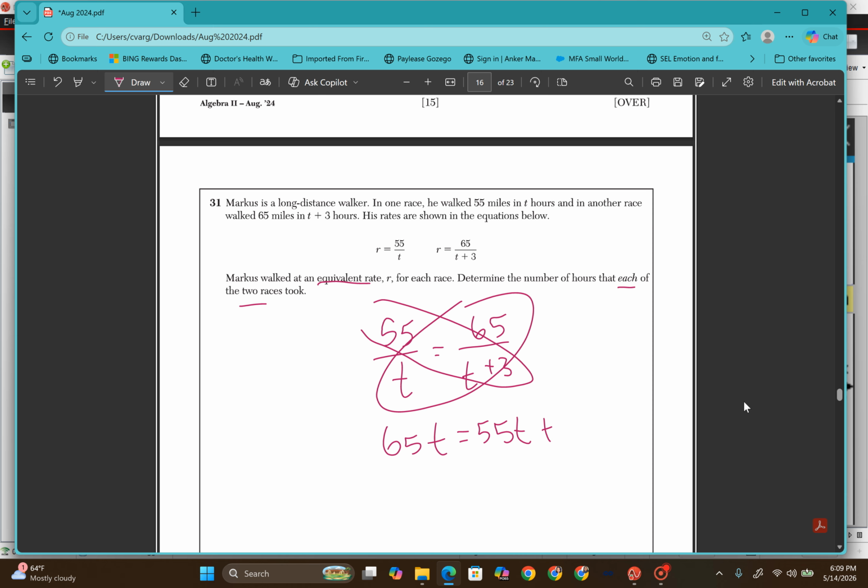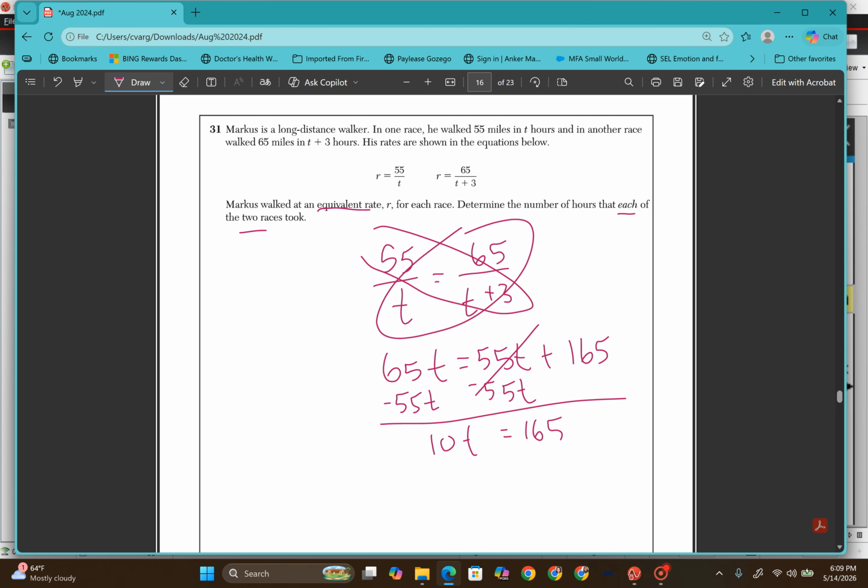Cool. We're going to get the t's on one side. Cancel, so we get 10t is equal to 165. And then divide both sides by 10 and you get t equals 16.5. That's one of the races, right? So t is 16.5. Then the other race is t plus 3. So t plus 3 is 16.5 plus 3, which is 19.5.